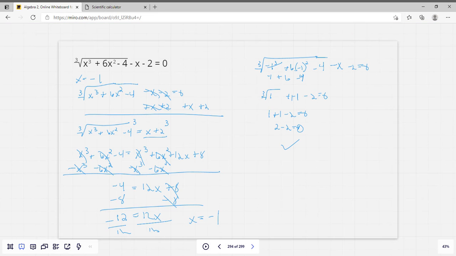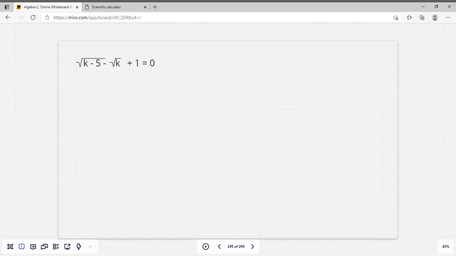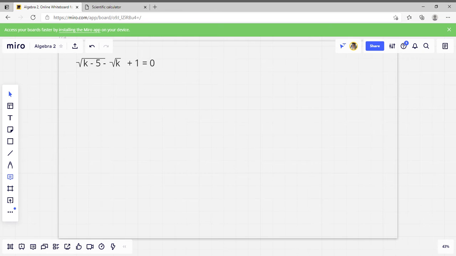All right, let's try another one. Okay, this one's a little bit different. This one we're going to have to square twice. So we're going to start by moving that to the other side. So we've got the square root of k minus 5 minus the square root of k plus 1 equals 0. On this one, what we're going to do first is move this square root of k to the other side, so plus square root of k. And we're also going to move this negative 1.